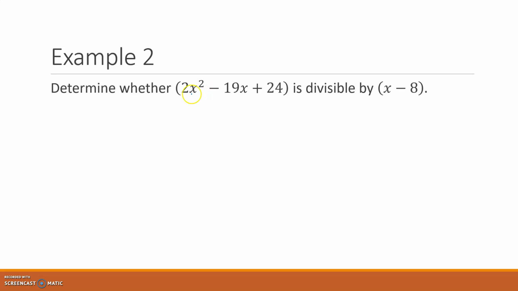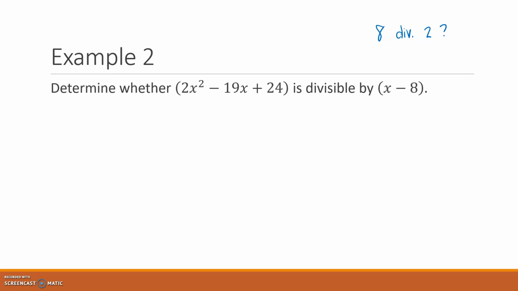So we are going to determine whether this is divisible by this. How do we know if two things are divisible? What does it mean if something is divisible by another thing? For example, if I asked, is 8 divisible by 2? How would I know if that's true?